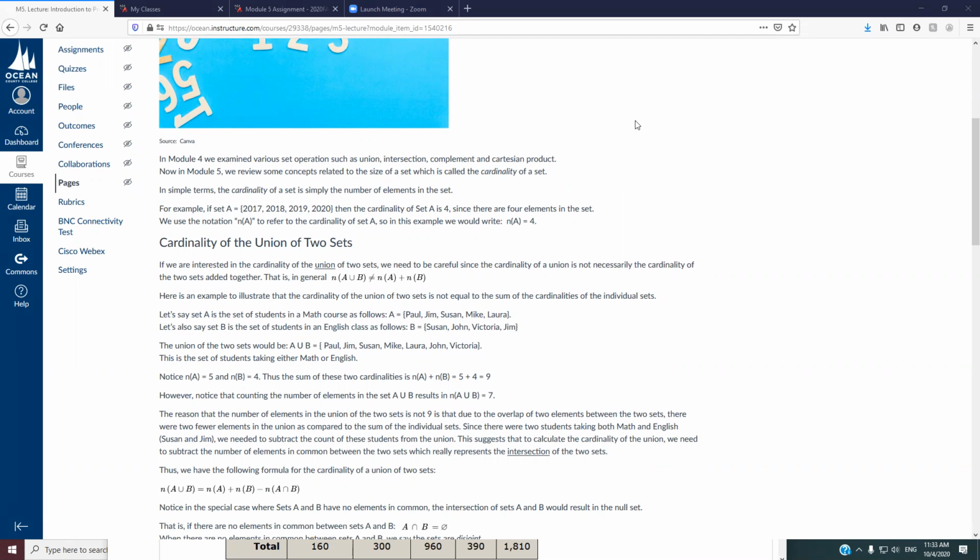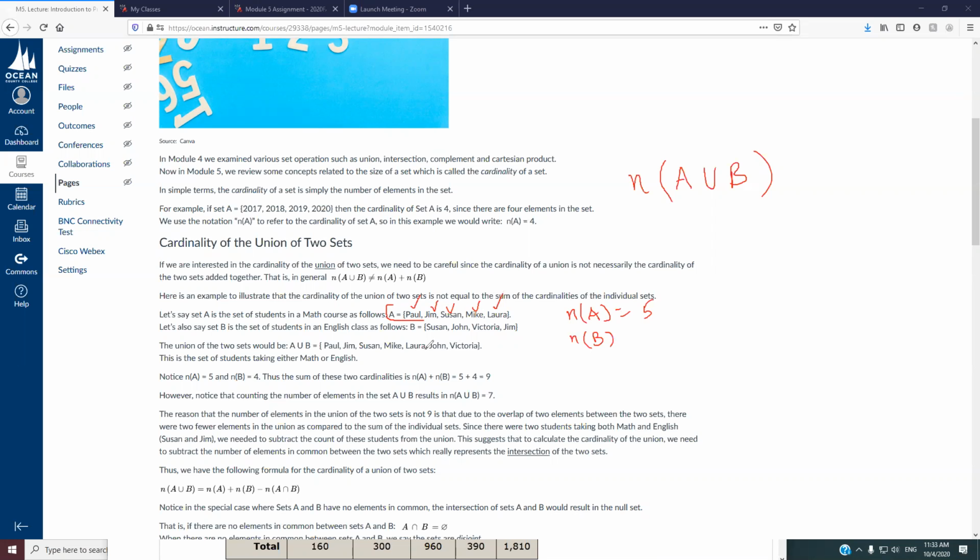All right, well, there's something a little special about finding the cardinality of the union of two sets. So we want to know what is the cardinality of A union B. Now here's where we've got to be a little careful. Let me come over here to set A. These are the set of students taking a math course. You might notice here the cardinality of set A is 5, right? There are 5 students here: Paul, Jim, Susan, Mike, Laura.